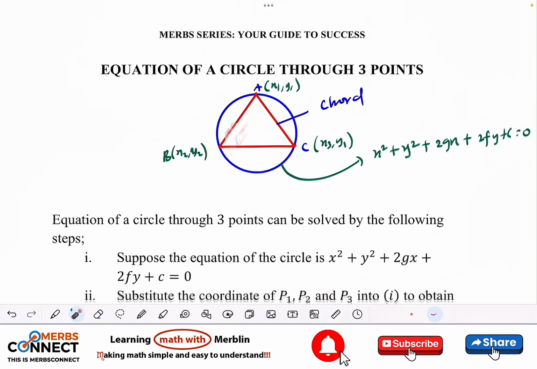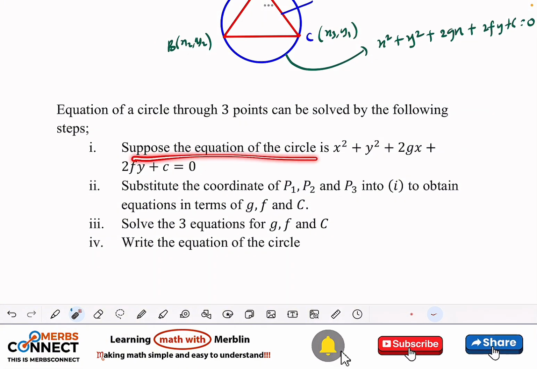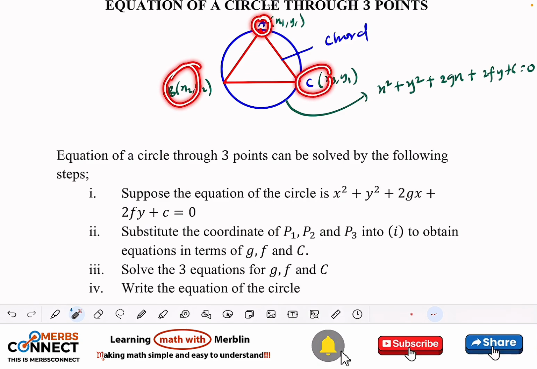So I just gave you the steps with the explanation. The steps are also here. Given the equation of a circle through 3 points, we can solve by following these steps, right? Suppose that the equation of the circle is this, the one that I wrote here. Then you have points P1, P2, and P3.